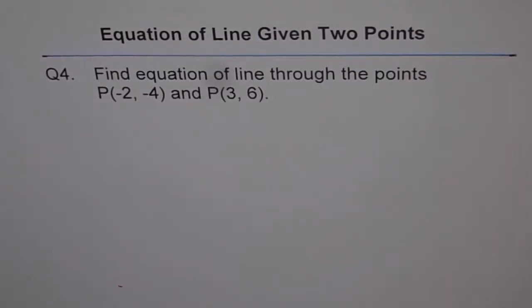Equation of line given 2 points. Question 4. Find the equation of the line through the points P (-2, -4) and P (3, 6).